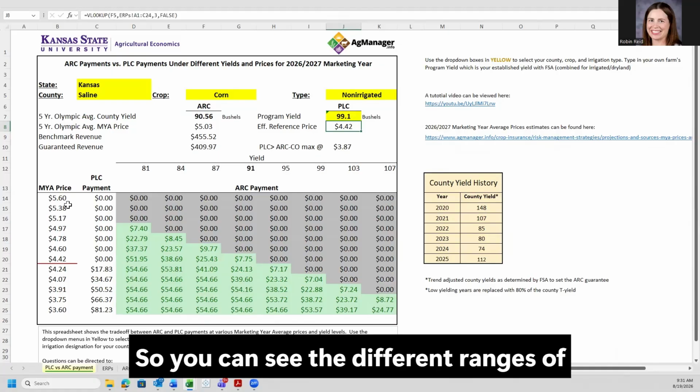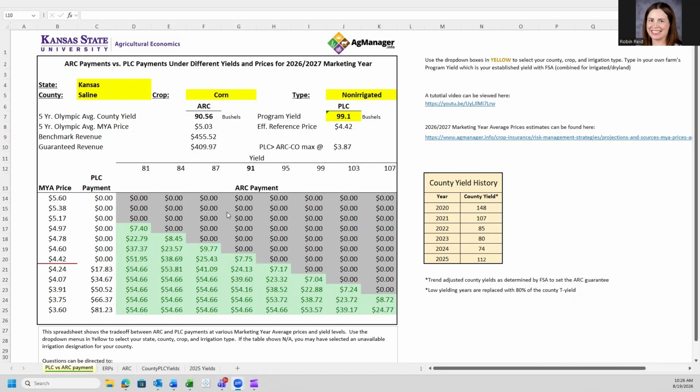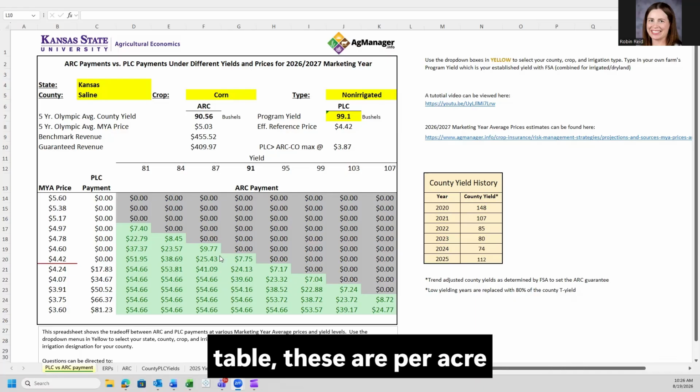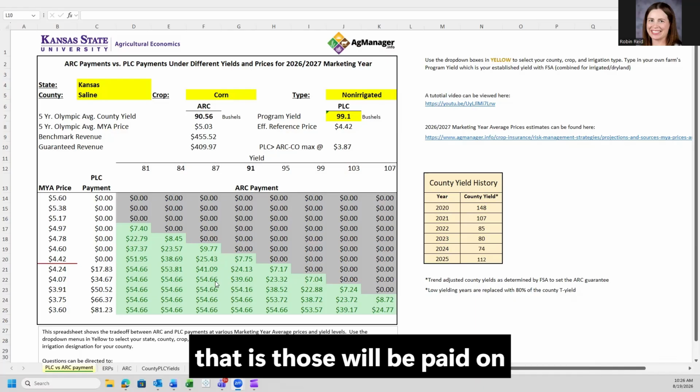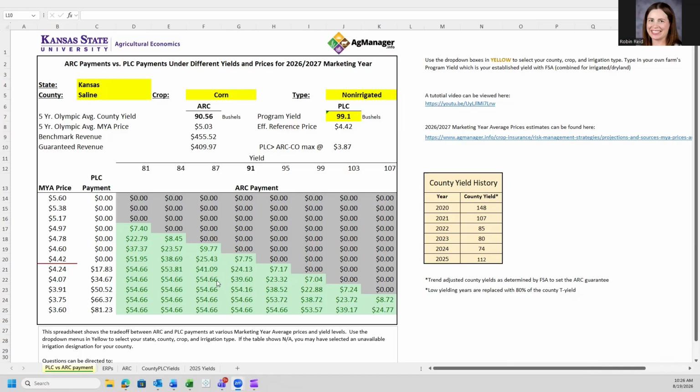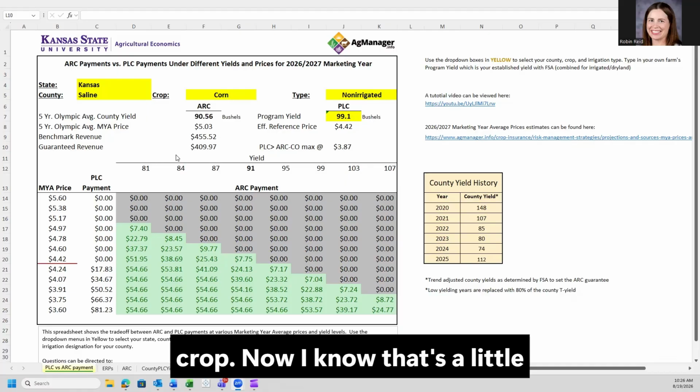So you can see the different ranges of prices and the possible county yields. As you look at these numbers in the table, these are per acre payment amounts. How you think about that is those will be paid on 85% of your base acres in this crop. Now I know that's a little confusing.